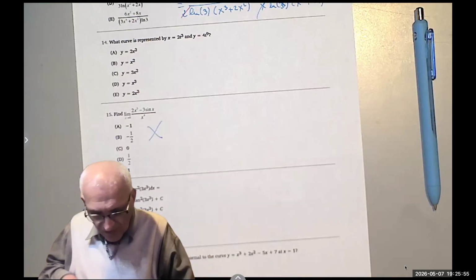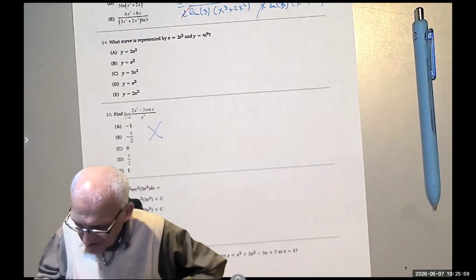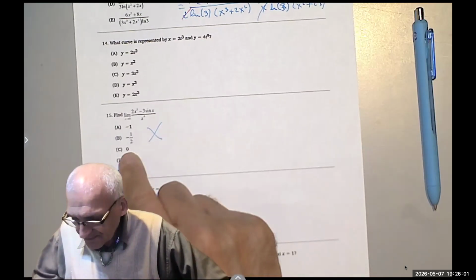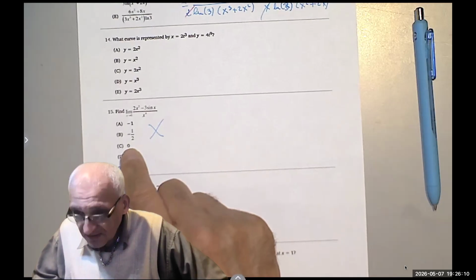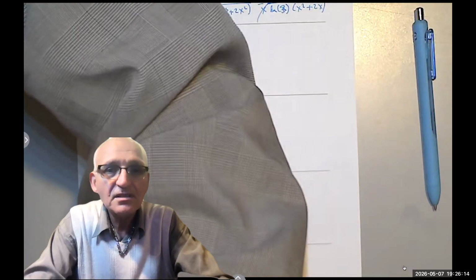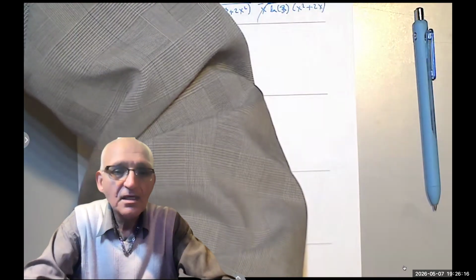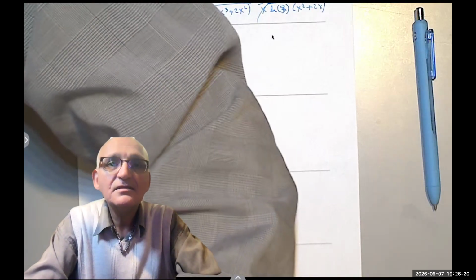Look at the answer. What do they have for number 15? They have C, which is 0. That's impossible. Nope. That couldn't be 0. If the denominator, okay, wait a second. Let me, in fact, oh my God, we don't have time for that.